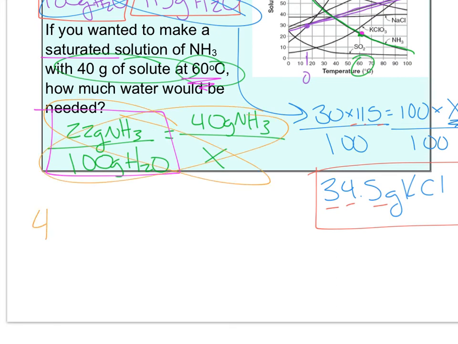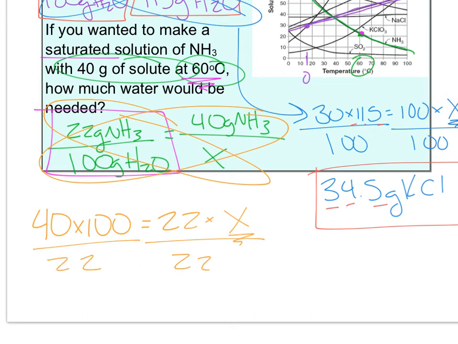So I can take 40 multiplied by 100, and that's going to be equal to 22 multiplied by x. Again, that is our unknown. So now we just need to solve for x. We'll divide by 22 on both sides, and after we do the math, we're going to get about 181.18 equal to x. So what I just figured out is I would need about 181 grams of water to dissolve 40 grams of NH3 to make a saturated solution at 60 degrees Celsius.